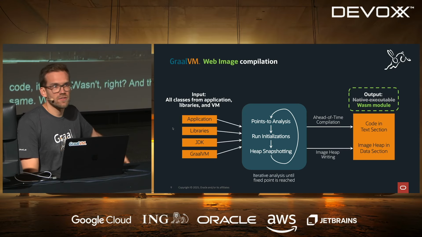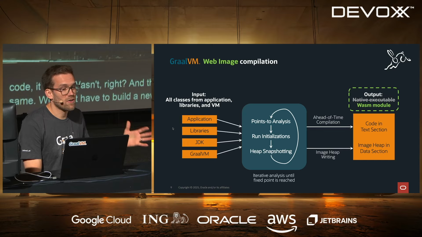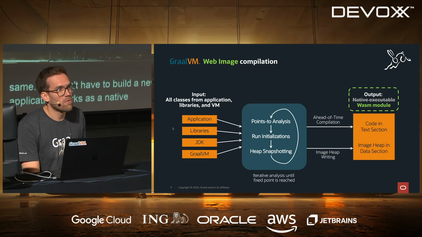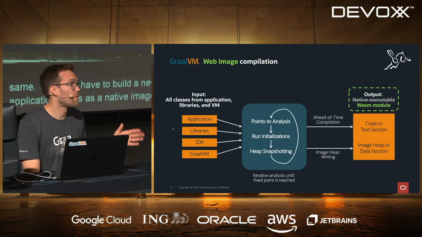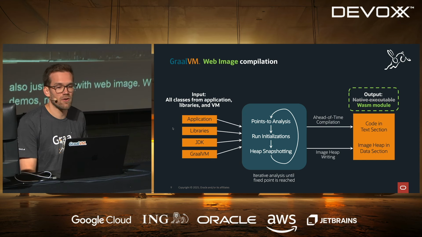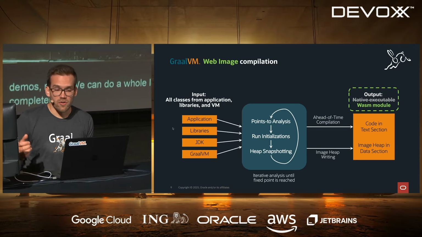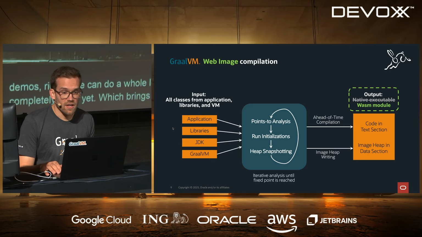We didn't have to build a new static analysis. If your application works as a native image, we want to get to the point where it also just works with web image. We're not there yet. You have seen some demos, right? We can do a whole lot of stuff already, but we're not completely there yet. Which brings me to my next slide.